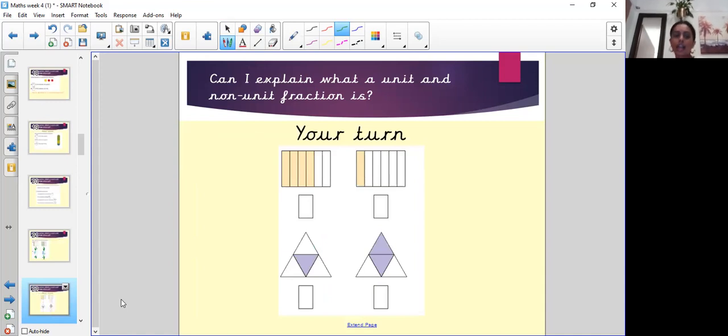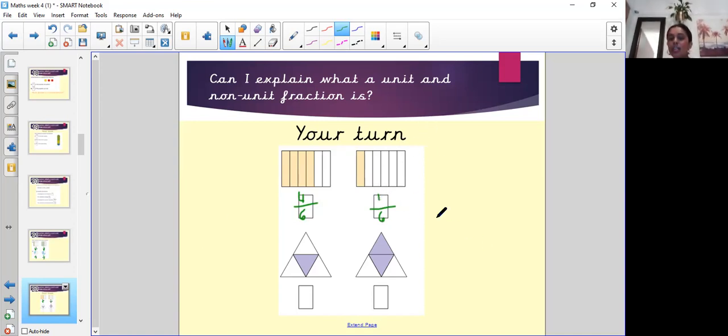So it's now your turn. Have a go. Pause the screen. Have a go at writing down your answers. And I will also reveal them to you as well. So we've got 1, 2, 3, 4, 5, 6. So I know it's out of 6. How many are shaded? 1, 2, 3, 4. So 4/6 of my shape is shaded. And over here we've got 6 again, as it's the same shape. And how many have we got shaded? That's 1. So 1/6 of the shape is shaded.